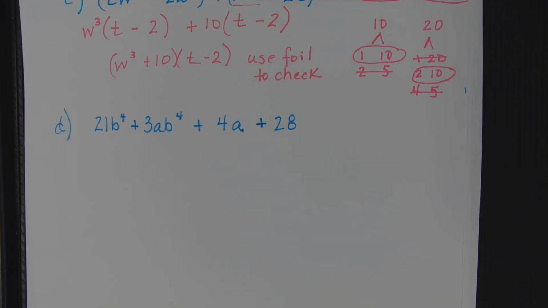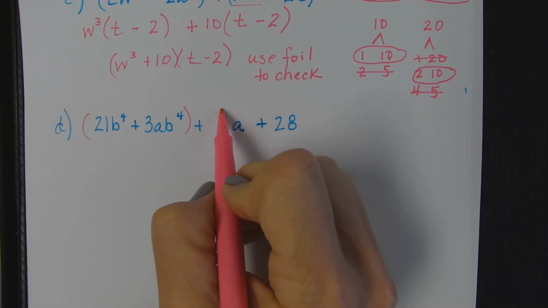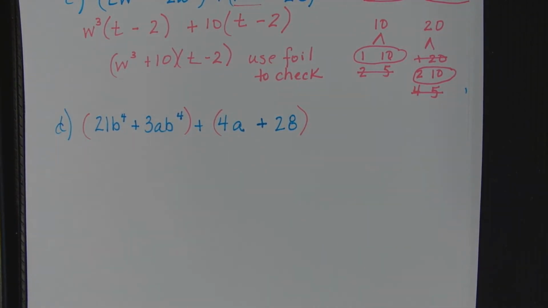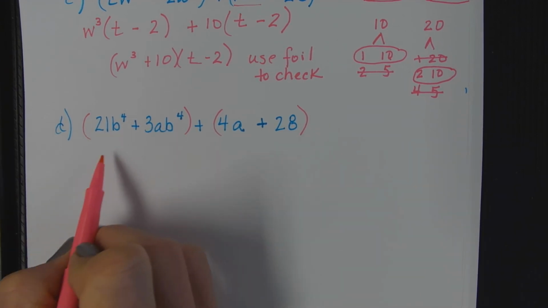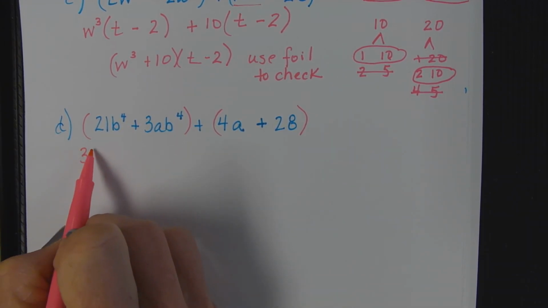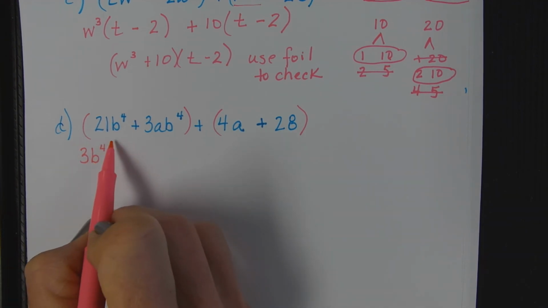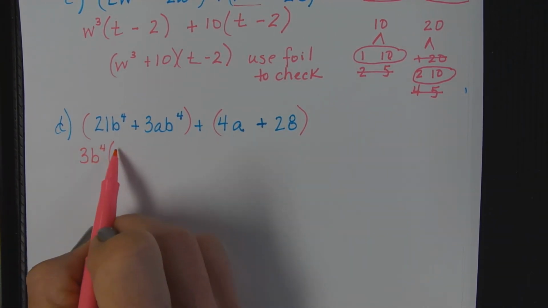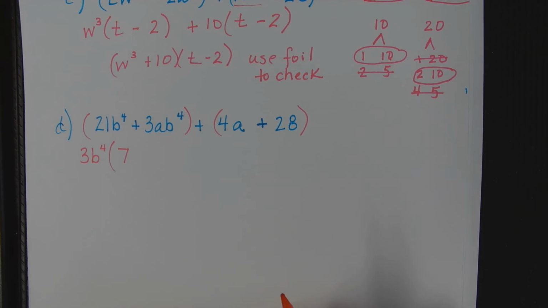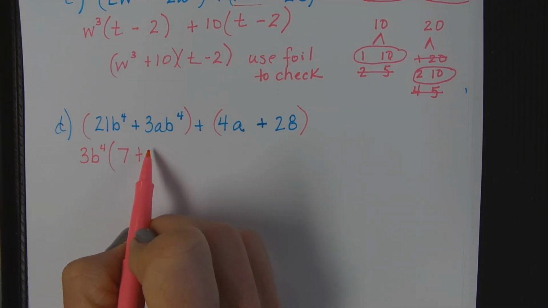Okay, did we need to rearrange? I don't think so. No. All right, so let's group. Aren't you glad I didn't do negatives? Yeah. Okay, so I'm not going to do the work because I want you to start your homework here in a second. What's the greatest common factor in this first two? 3b to the 4th power. What's left in here? 7, right? Plus a.